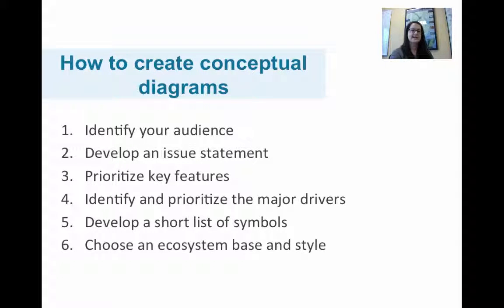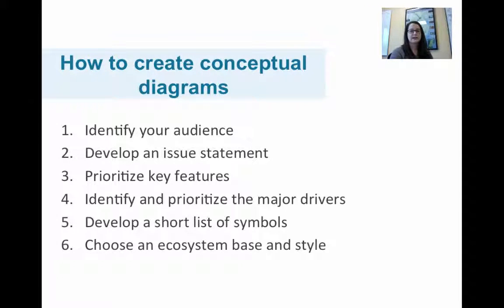Then prioritize the key features of the system and identify and prioritize the major threats, drivers, or natural resources. Make a list of about 5 to 7 of those features in the system, as well as the threats and the drivers, and try to keep them within 5 to 7 because you want to make sure that you're starting simple but not losing the scientific integrity of this diagram.